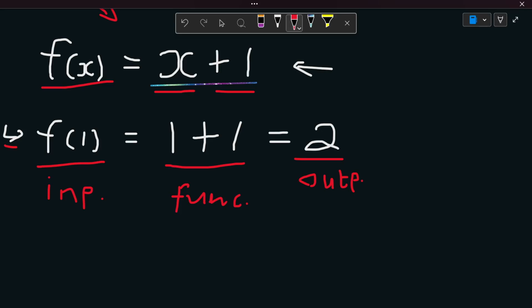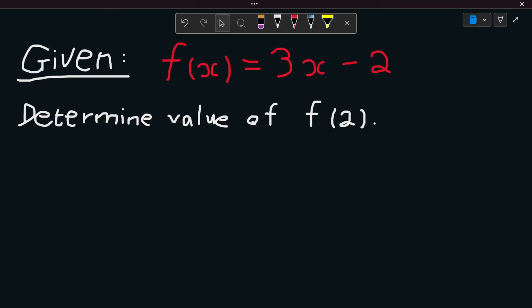Let's just do some more examples, and then we can call it there. And then in the next few videos, I will begin to do questions on functions after you understand the introduction. So let's move on to examples.